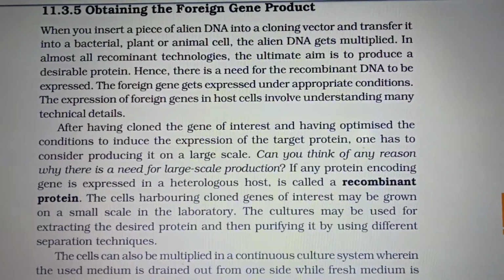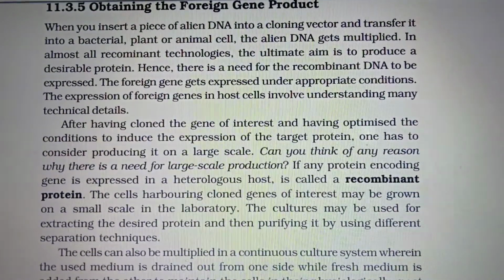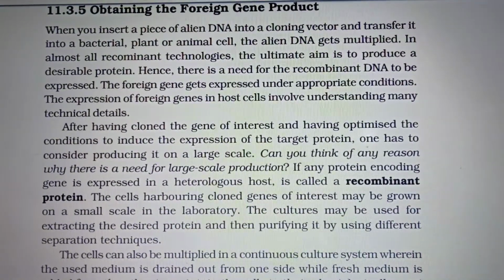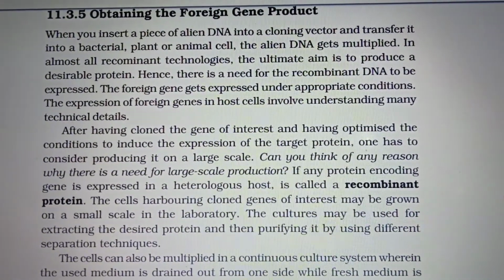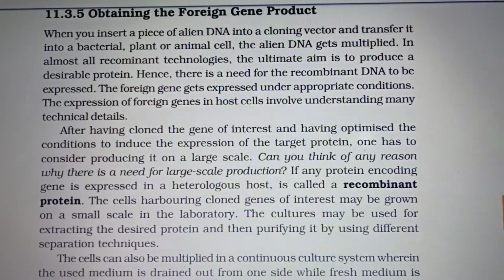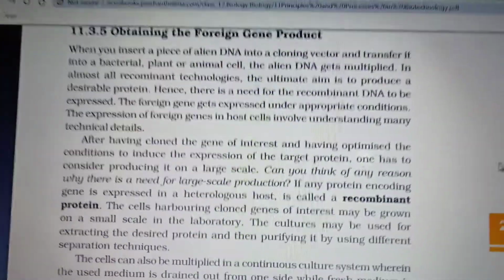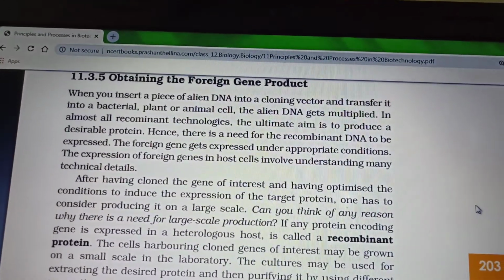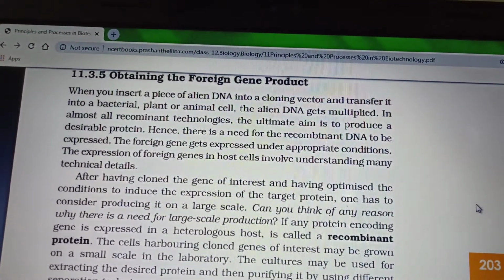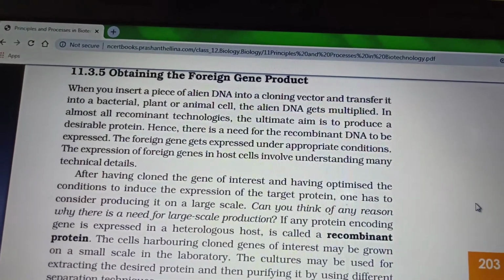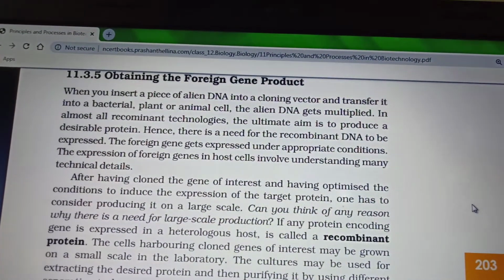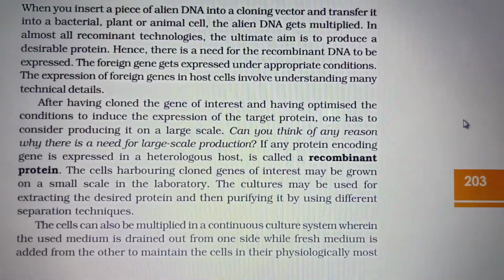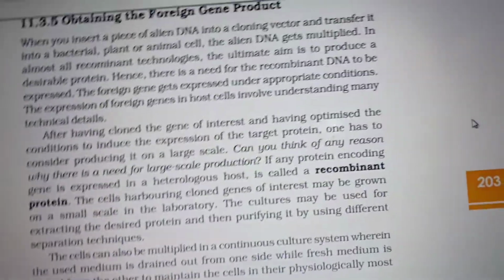It can be grown on a small scale in the laboratory. This recombinant protein, or the cloned gene of interest, can be grown in the laboratory on a very small scale. The cultures may be used for extracting the desired protein and then purifying it by using different techniques. And the cells can also be multiplied in a continuous culture system.